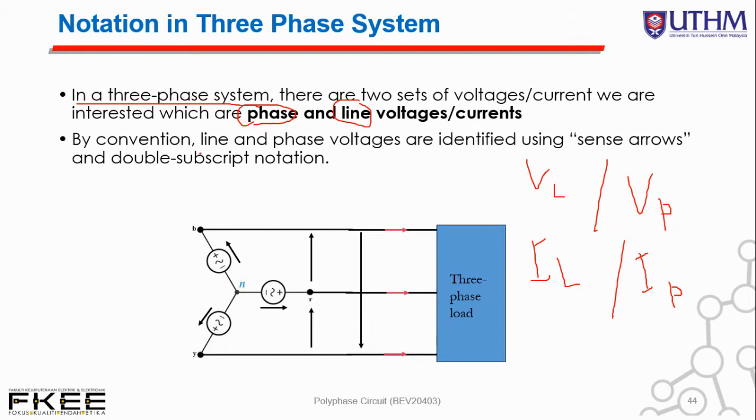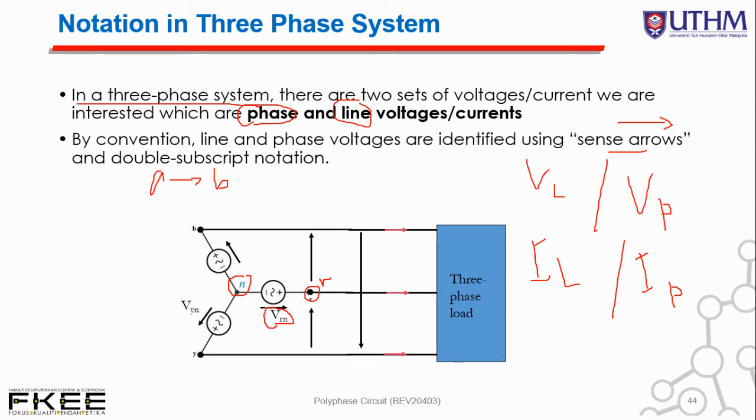By convention, line and phase voltages are identified using sense arrows and double subscript notation, just like we had earlier, A to B for example. The sense arrow is the symbol of an arrow. This is the simple example. So we have node N over here, to node R. The notation of V is VRN. This is the notation, VRN, with its arrow.